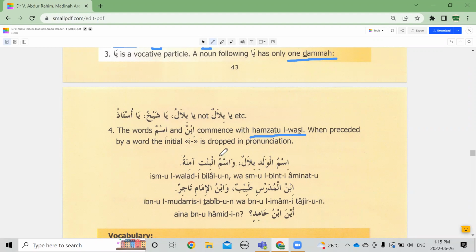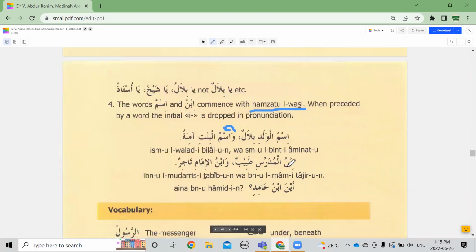But when it comes in the middle of a sentence, when it's preceded by another letter, then you drop this hamza and you join it with the previous one. When you say this, it will not be wa ismu, you will just say wasmu. So you will join it here. Ismul waladi bilalun, wasmul binti aminatu. Wasmul binti. Here we have the same thing. Ibnul mudarrisi tabibun, wabnul. See, we drop this hamza, it does not have anything on it anymore, when it has no harakat.